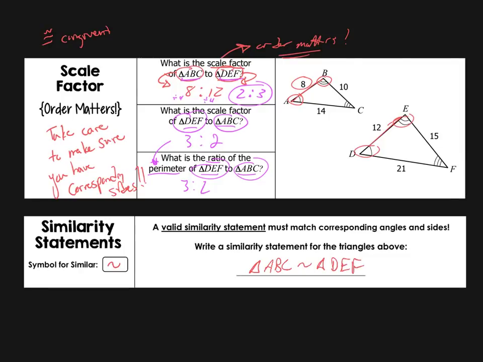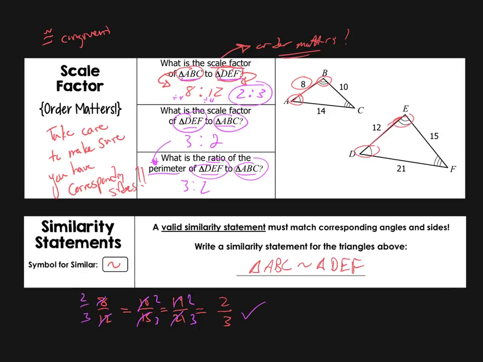And how do we know? We know that because 8 over 12 is the same as 10 to 15, is the same as 14 to 21. These all reduce to 2 over 3. 14 over 21, both divide by 7, that's 2 over 3. 10 over 15, both divide by 5, that's 2 over 3. 8 over 12, both divide by 4, that's 2 over 3.